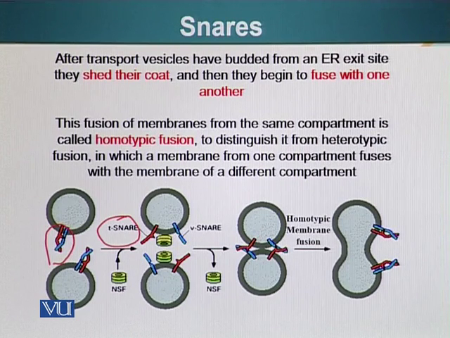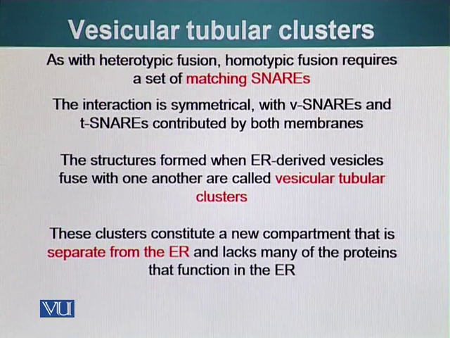Once this happens, they sort of twist on each other. Once they twist upon each other, it helps generate enough force to fuse these two vesicles. Now remember that there is water in between these two vesicles that is going to resist the fusion of these two vesicles. So the force generated by twisting of these snare molecules helps these two vesicles fuse with one another. As with heterotypic fusion, homotypic fusion requires a set of matching snares. The interaction is symmetrical, with V snares and T snares contributing in the fusion of both membranes.